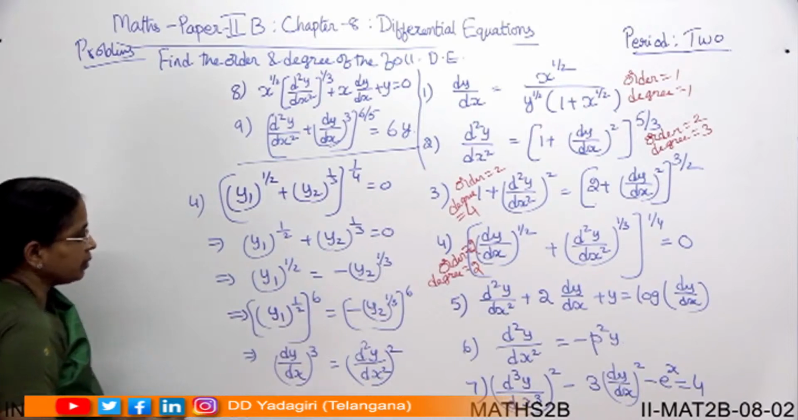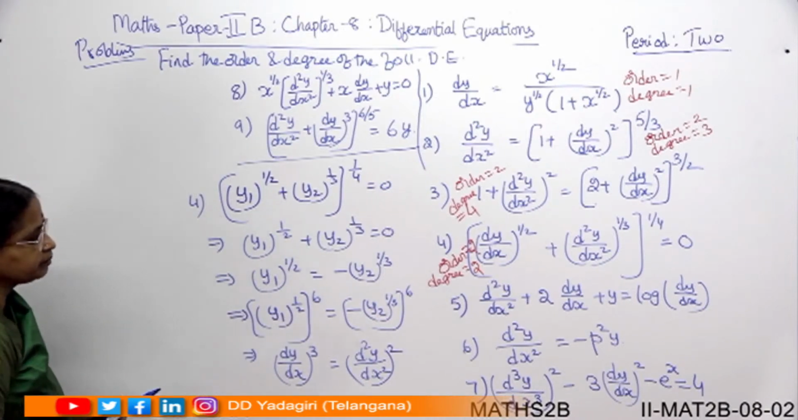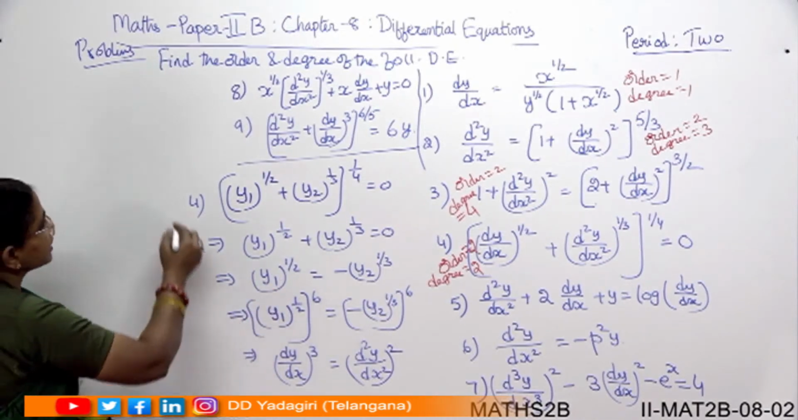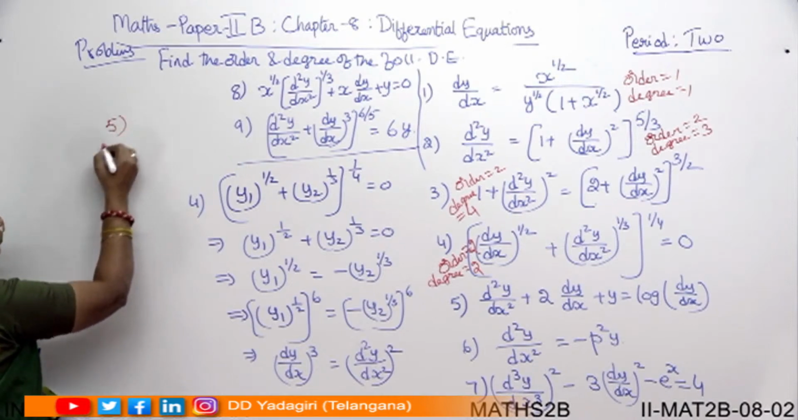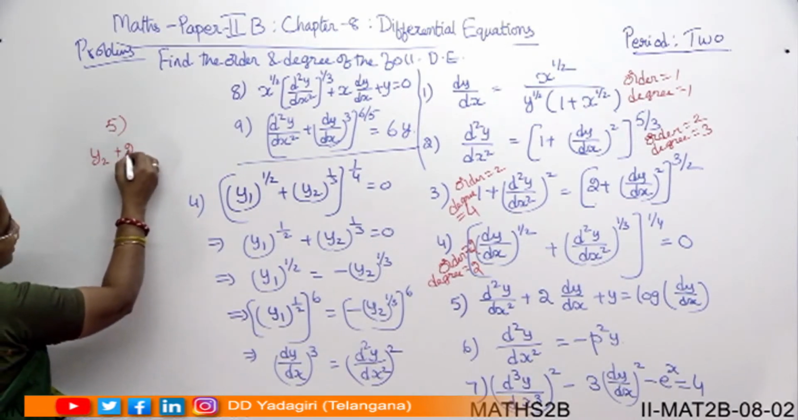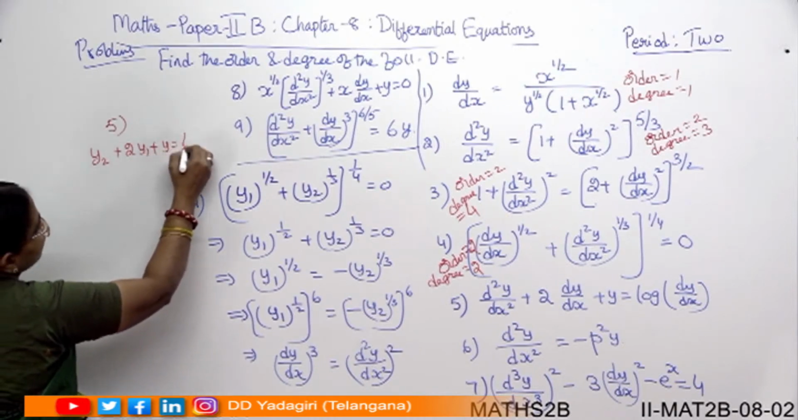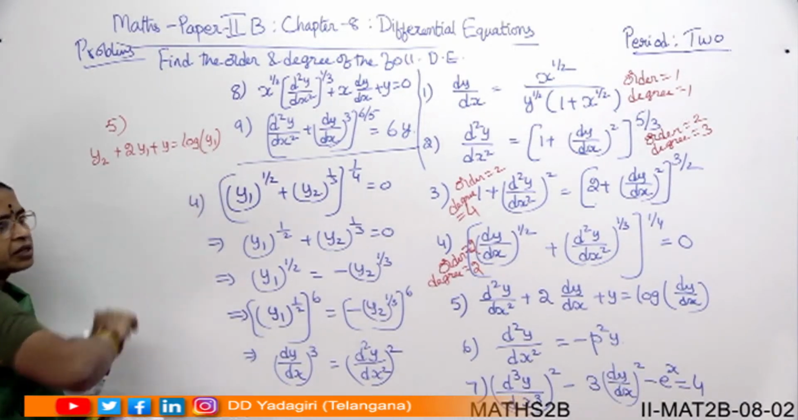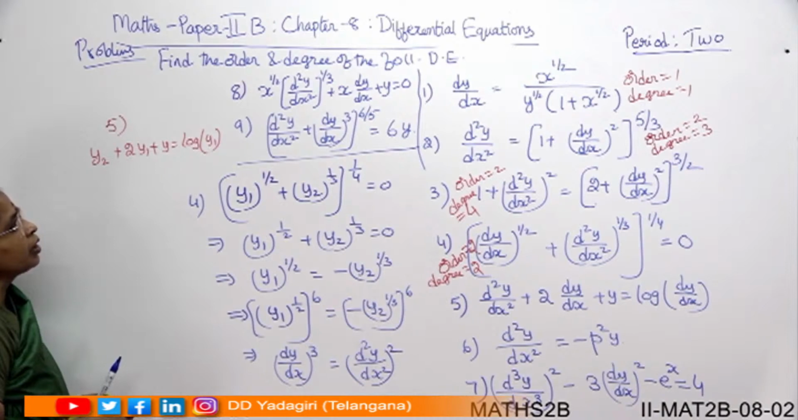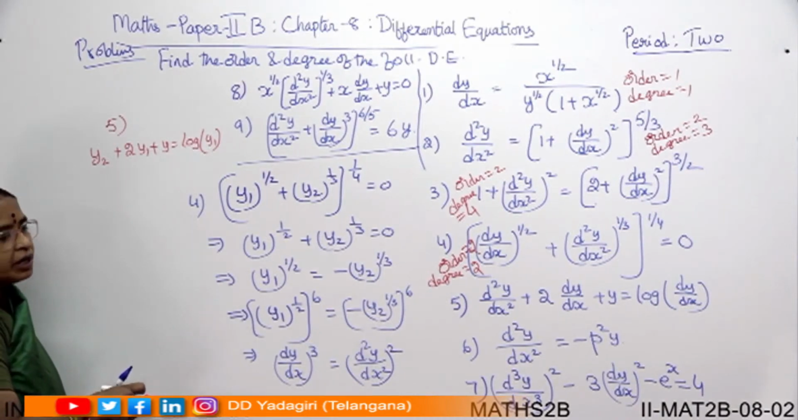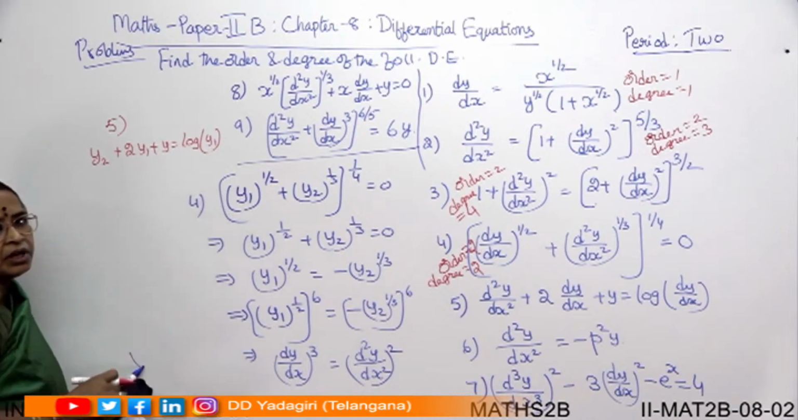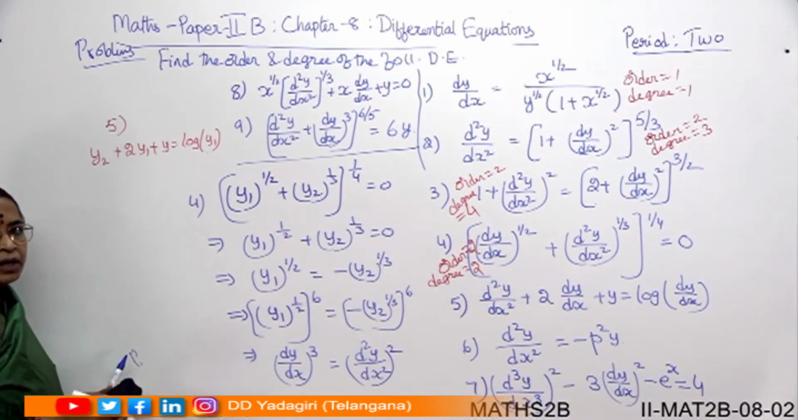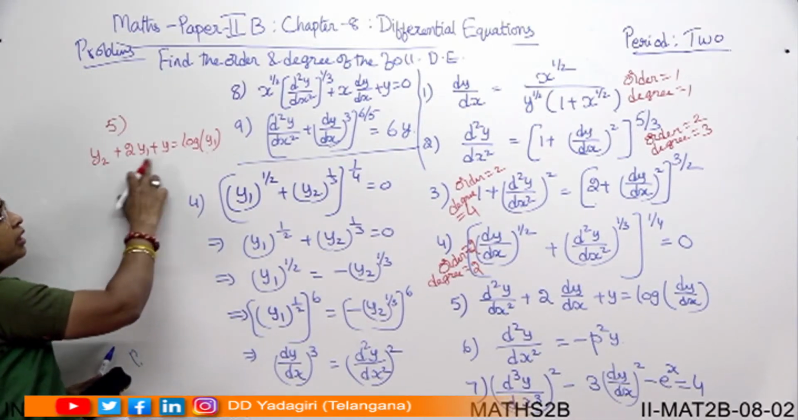Now the fifth problem is again very important. In the fifth problem, you have y2 plus 2y1 plus y is equal to log of y1. So here you should not have any fractional powers. It should be a polynomial equation in the derivatives. Can you make it a polynomial equation in the derivatives? You have a logarithm, so you cannot make it a polynomial equation in the derivatives.